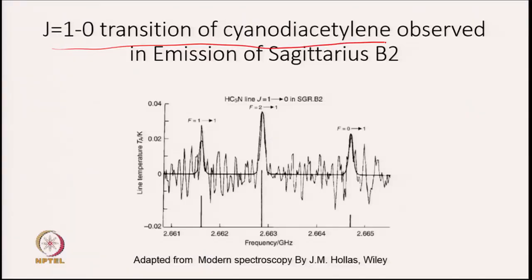cyanodiacetylene. This was found in the emission of Sagittarius B2, and these are the spectral lines corresponding to the 1,0 transition, and that is how it was found that in emission there is the presence of cyanodiacetylene.